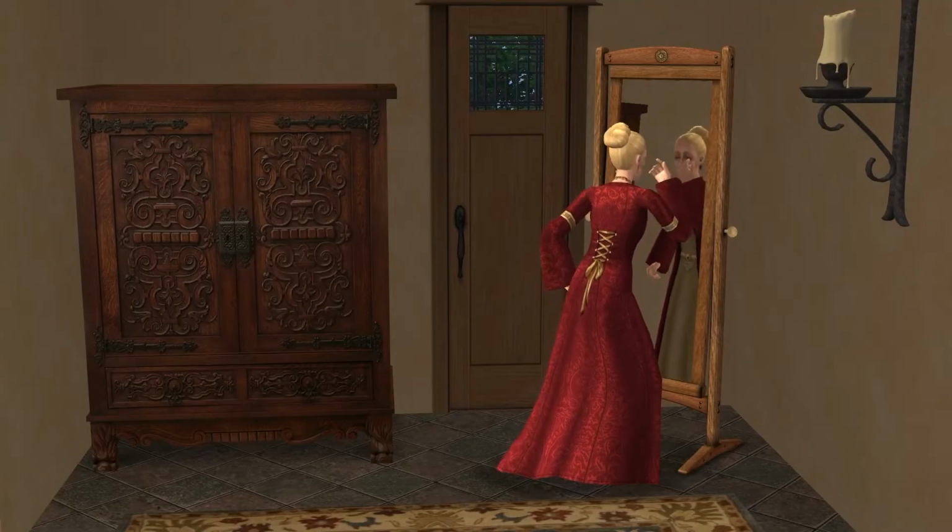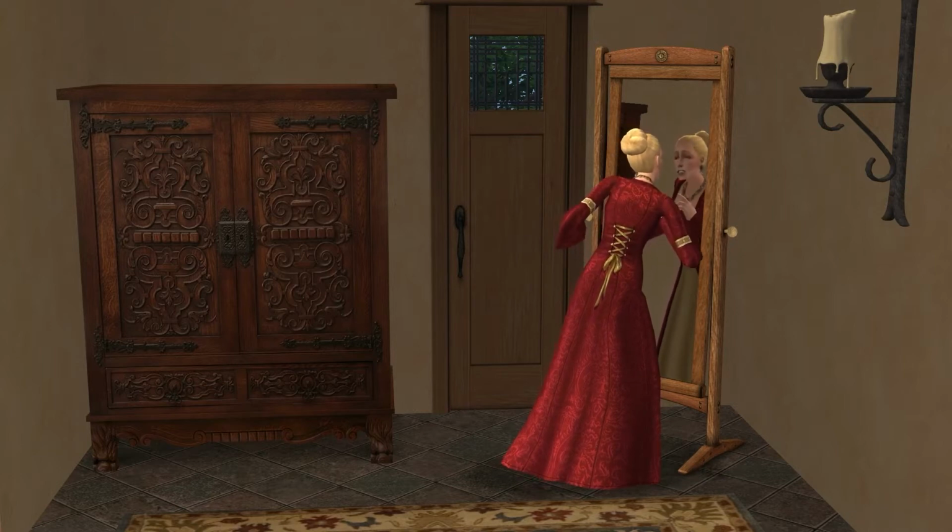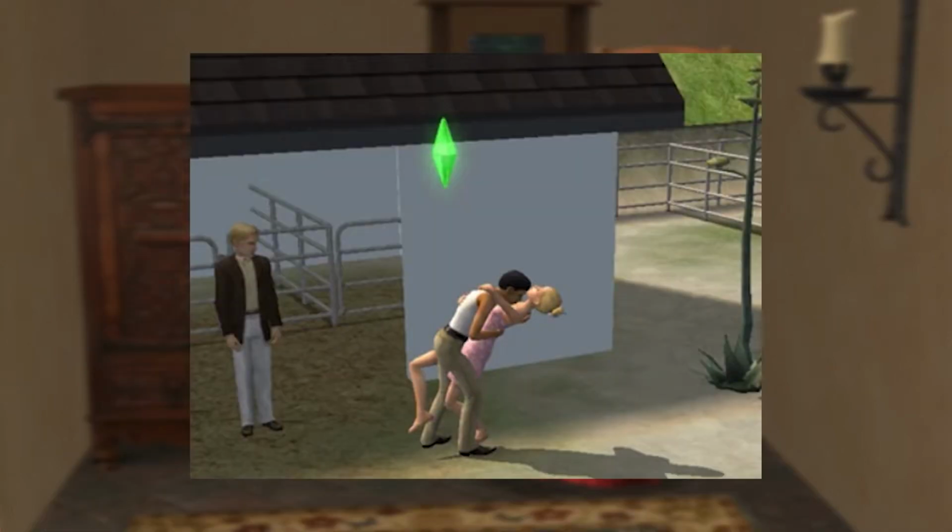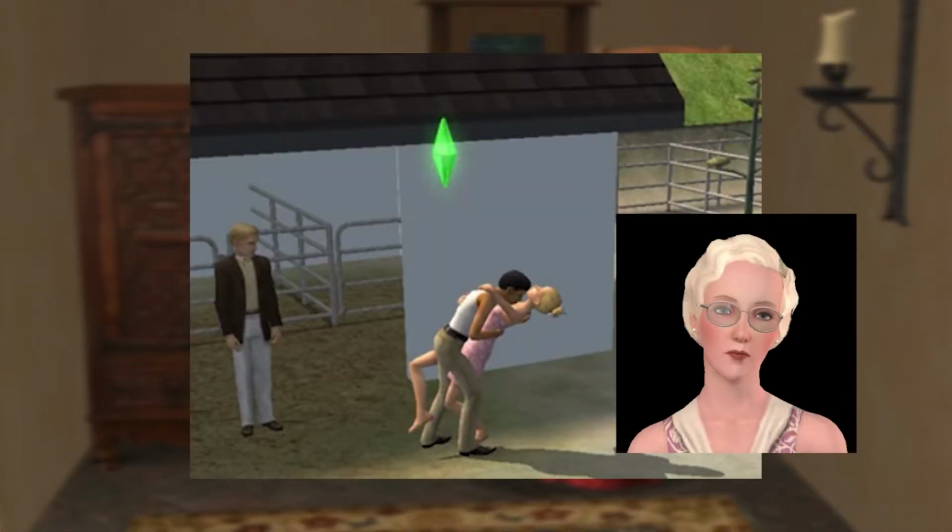If you look at Contessa's genetics in CPE, it says that her hair was black before she became an elder, but in this screenshot and in The Sims 3, she has blonde hair, so that's why I decided to give her blonde hair.